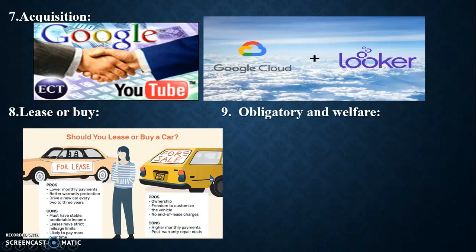Number 8, lease or buy. A lease is a contract by which one party rents lands, property, cars, services, etc. to another party for a specific time, usually in return for a periodic payment. Many companies cannot afford to buy their fixed assets, so they lease them to continue their business process. Here are two cars, one for sale and another for lease.